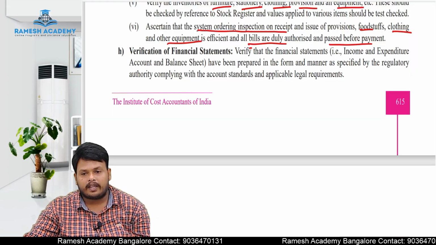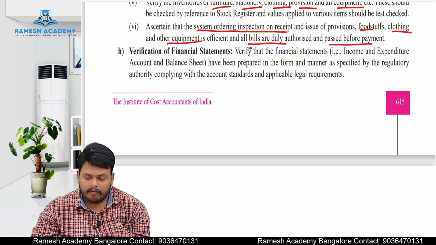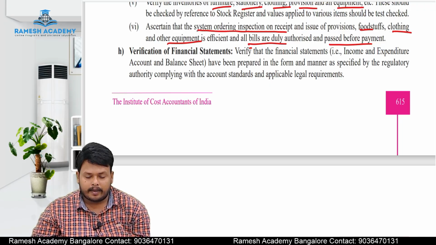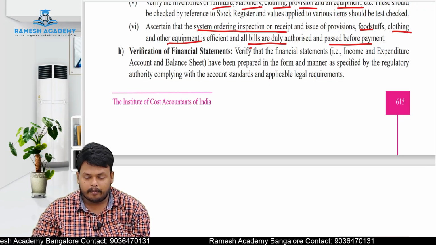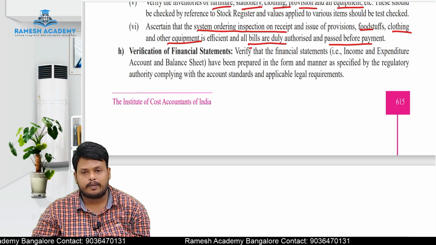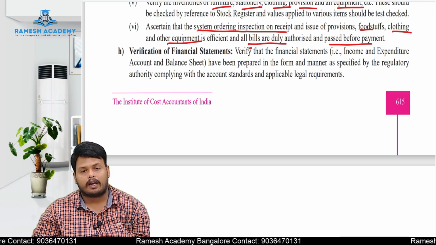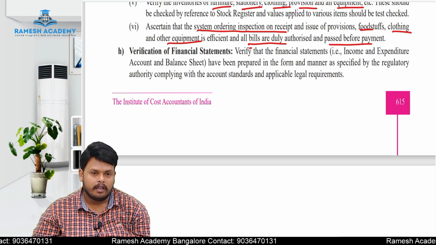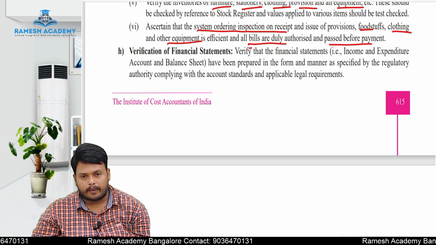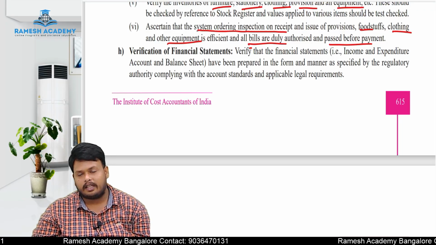Next one is verification of financial statements. Verify that financial statements such as income and expenditure account and balance sheet have been prepared in the manner which is specified by the regulatory authority. If the educational institution is registered in the form of a company, then compulsory as per Schedule 3, Part 1, Part 2, they have to prepare their balance sheet as well as income and expenditure account.